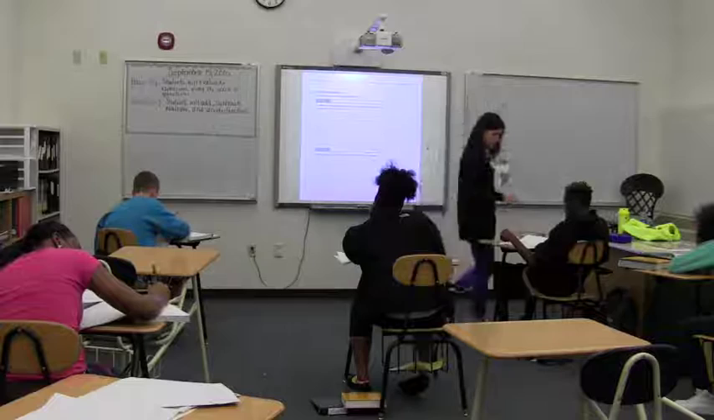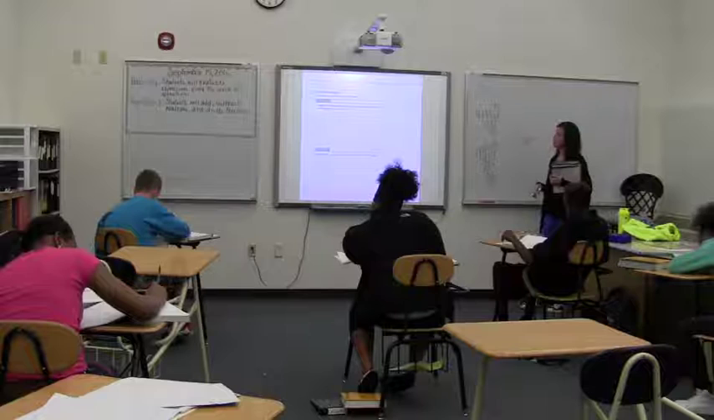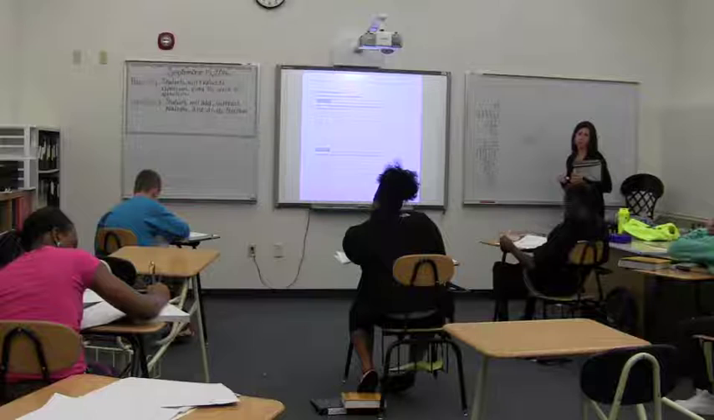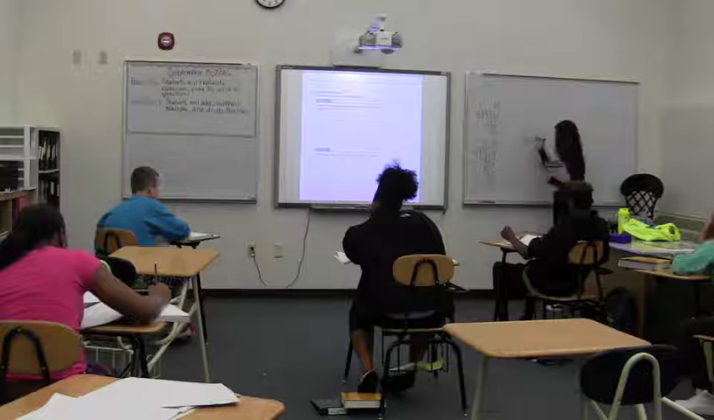So get number 4. Did anybody get number 4? 3 going to 2? Nope. So what do we do? No, no, no. That's on the top. How many times can 3 go to 20 without going over? 6 times.